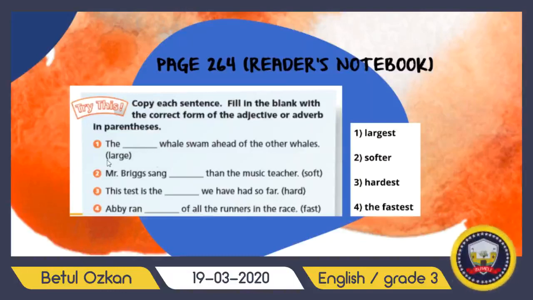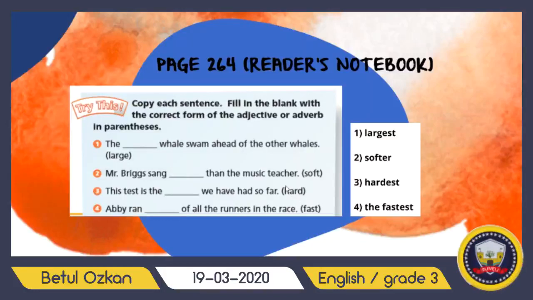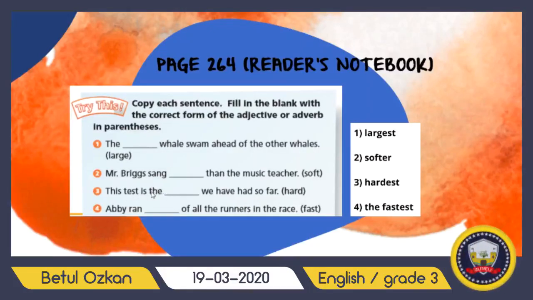Perfect. Let's read the third sentence together. This test is the hardest we have had so far. So hard is given to me as my adjective and adverb. I can see the. If I see the here, what should I do? There is no than in this sentence. So perfect. I need to put est at the end of my adjective. So it will be hardest. This test is the hardest we have had so far.